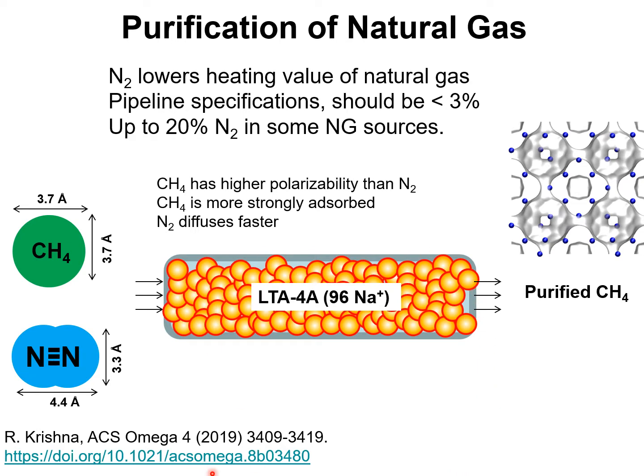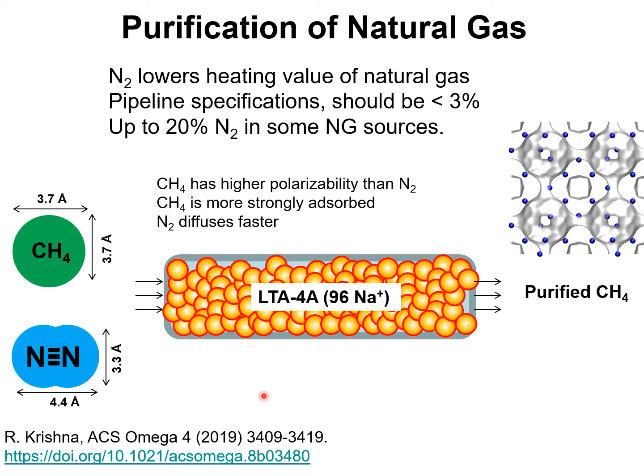Now, in most adsorbents, methane is more strongly adsorbed because methane has a significantly higher polarizability than nitrogen. But if we use 4A as an adsorbent, due to the window blocking by the sodium cations, the diffusivity of nitrogen is significantly higher than the diffusivity of methane.